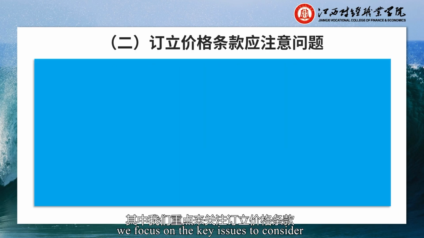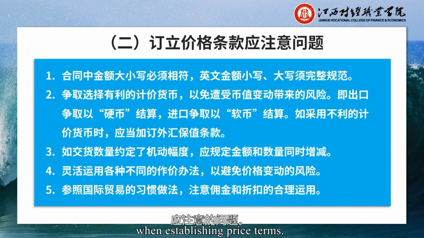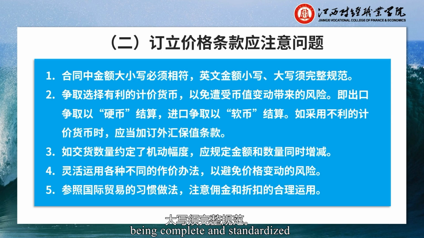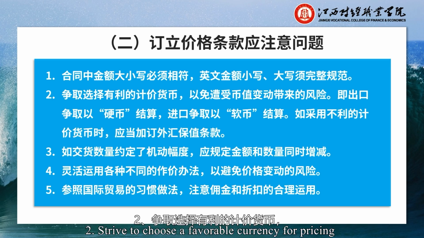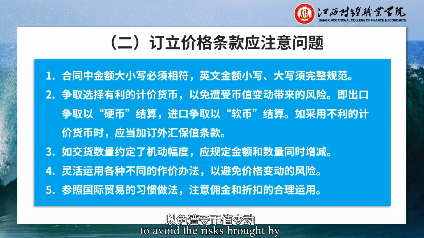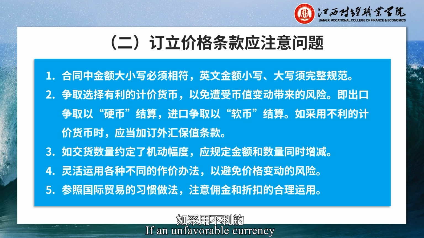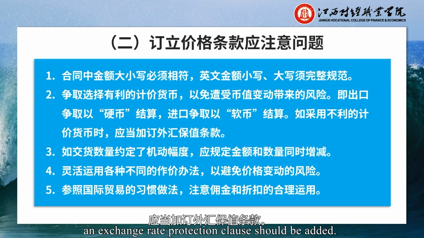We focus on the key issues to consider when establishing price terms. First, the numerical and written amounts in the contract must match with the English written amount, being complete and standardized. Second, strive to choose a favorable currency for pricing to avoid the risks brought by currency value fluctuations. That is, for exports, strive to settle in a hard currency, and for imports, strive to settle in a soft currency. If an unfavorable currency is used for pricing, an exchange rate protection clause should be added.